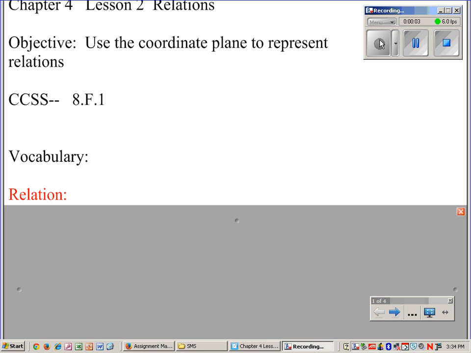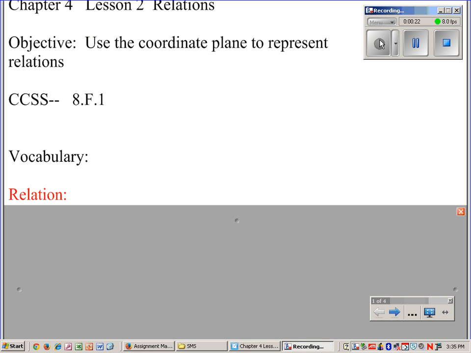Okay, welcome to Chapter 4, Lesson 2, Relations. Our learning target or objective for this lesson is to use the coordinate plane to represent relations. Once again, the CCSS, our Common Core State Standard, is 8.F.1. We'll look at our vocabulary first before we start the lesson.